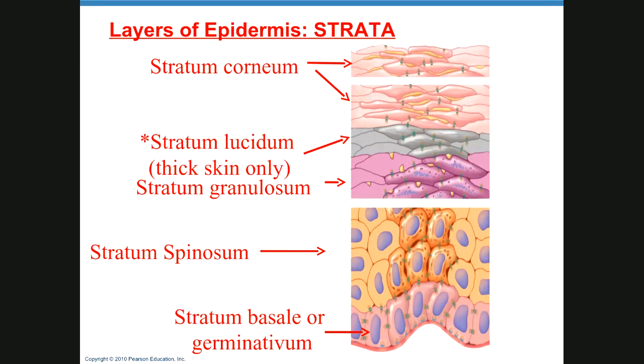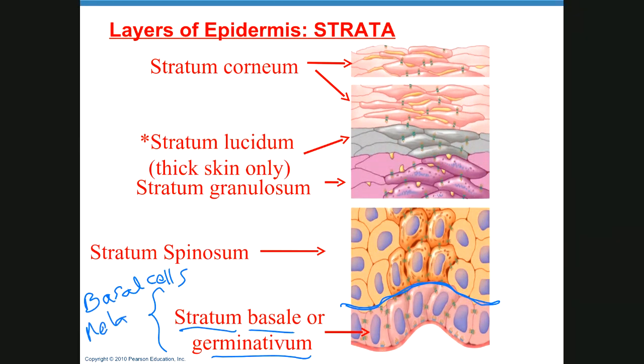Okay, so this is a pretty good drawing of these different layers. The deepest layer, the deepest strata is called the stratum basale or germinativum. It has two names, and this is one layer of cells down here. The cells are basal cells. So these are the germ cells and melanocytes. Melanocytes we mentioned are the cells that produce melanin. Basal cells are germ cells.